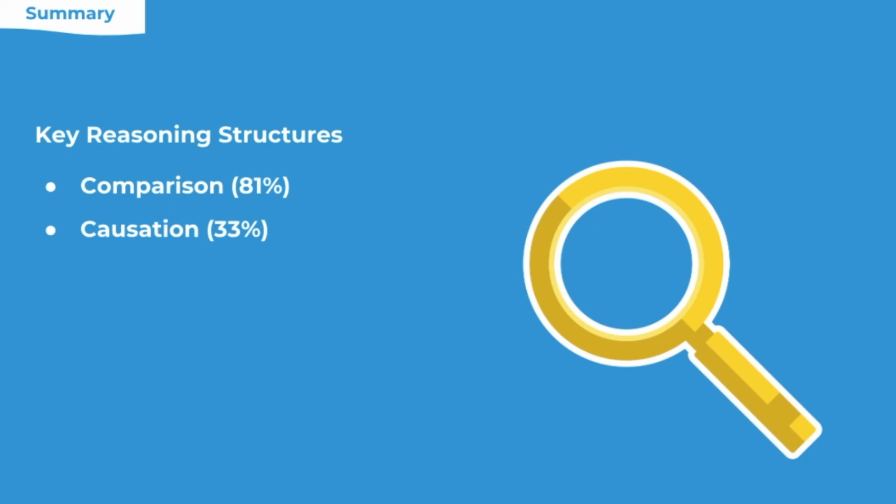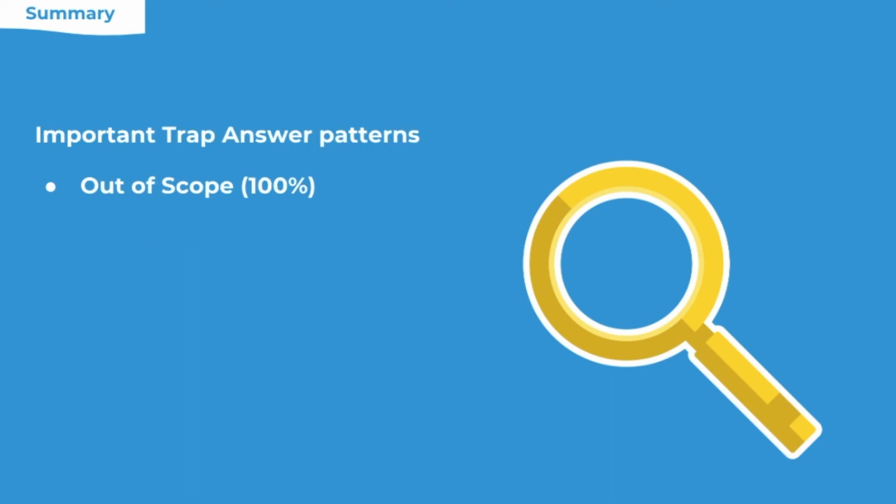And the reasoning structures you really want to be on the lookout for are comparison, 81% of the time they have it, and causation, 33% of the time they have it. Obviously, that leads to more than 100% because some questions contain both, and every once in a while you might even see a question with conditional logic, although that's extremely rare. Primarily, you're looking for comparison, and occasionally you're looking for causation. The trap answers to pay attention to are out of scope.